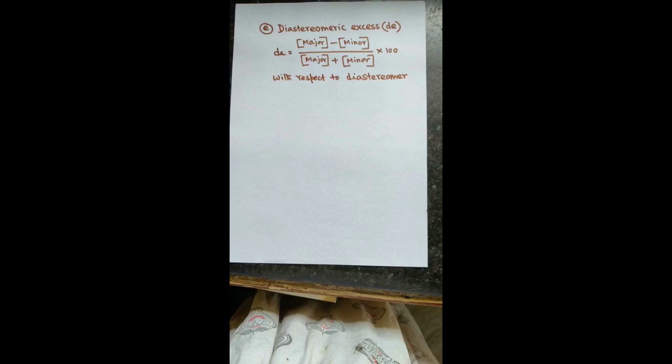Now come to the last but not the least important formula. Diastereomeric excess DE is equal to concentration of the major diastereomer minus concentration of minor diastereomer divided by concentration of major plus concentration of minor into 100. In this case, we are calculating diastereomeric excess, so major and the minor are related to the diastereomer, not related to enantiomer.